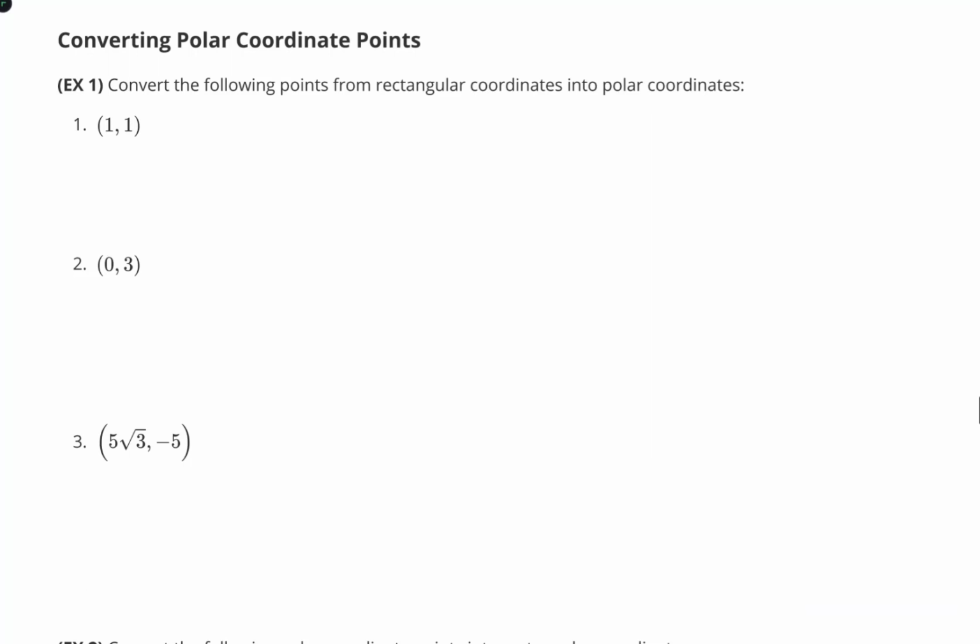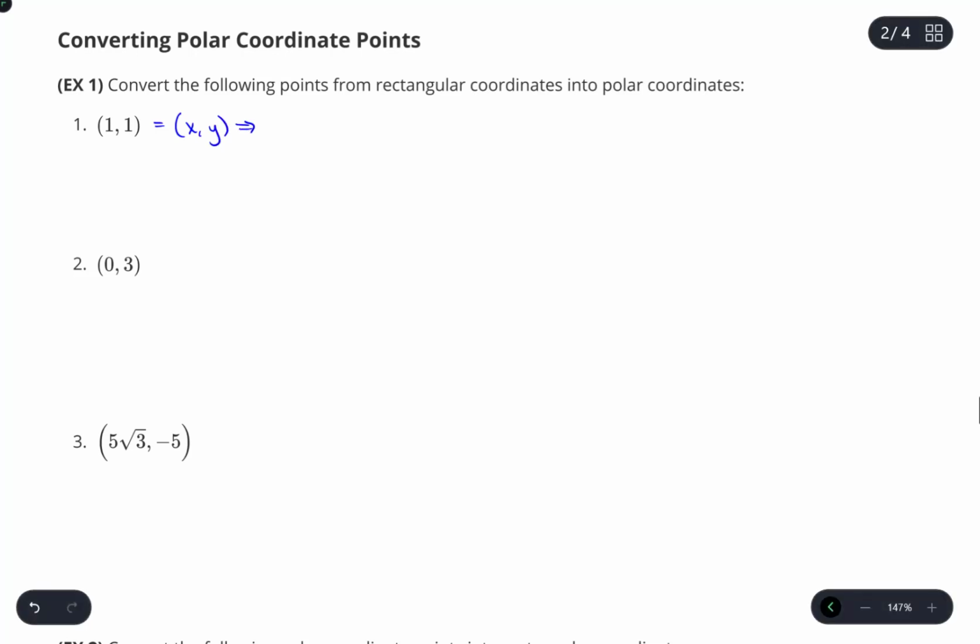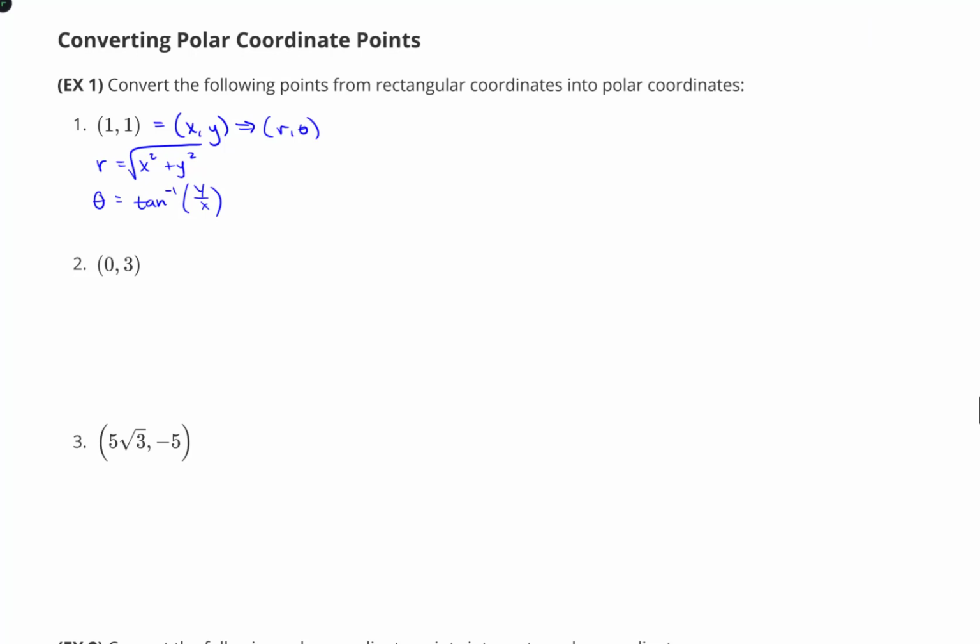All right, so my first point is rectangular, and it's the point 1, 1. If it's rectangular, just keep in mind these are x and y coordinates. And what we want to do is convert that into r and theta coordinates. So r, of course, is x squared plus y squared, and then we take the square root of that. And theta is the arctangent of y over x. So that's what we need to apply here.